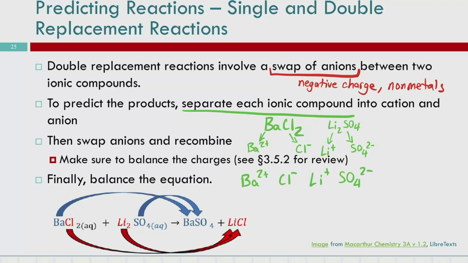So now we've got what our ions are in solution, and we want to see what new combinations we can make out of this. We could, of course, just choose to recombine them the same way, but then we haven't done anything, and so that's why we're not exploring that as an option. We're going to swap our negatively charged ions, our anions. So that's chloride and sulfate.